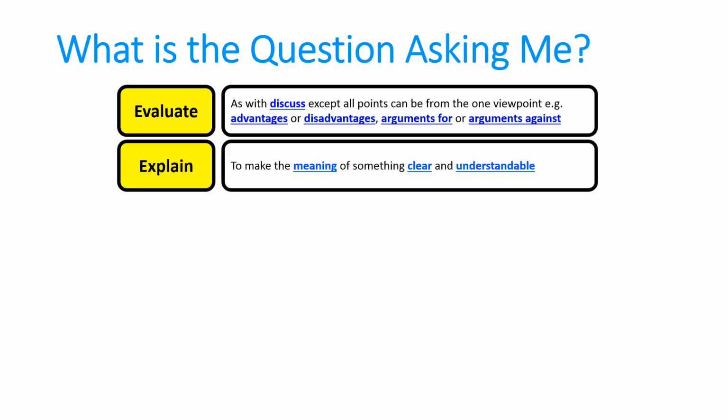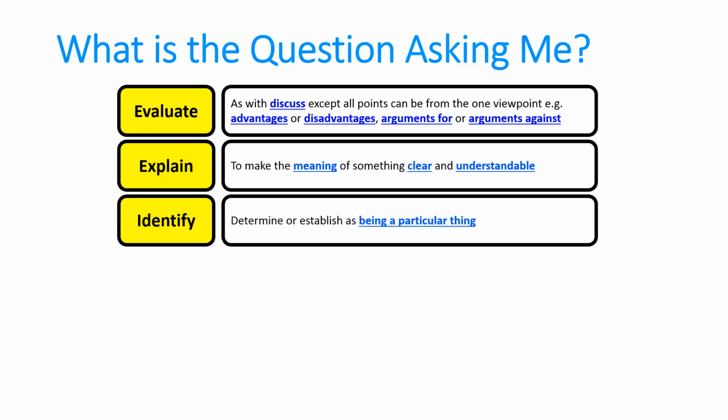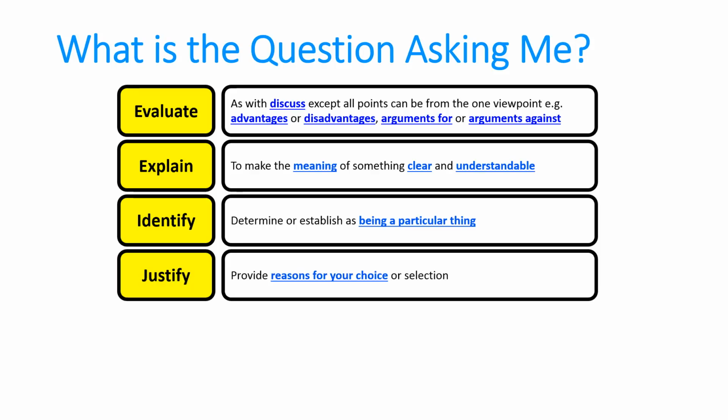Explain something, so it's kind of like a definition, but you've got to make it more detailed. You've got to make the meaning of the thing a little bit clearer and more understandable. Identify, determine or establish as being a particular thing. So for example, this transaction is an asset. You're classifying it as a particular thing.